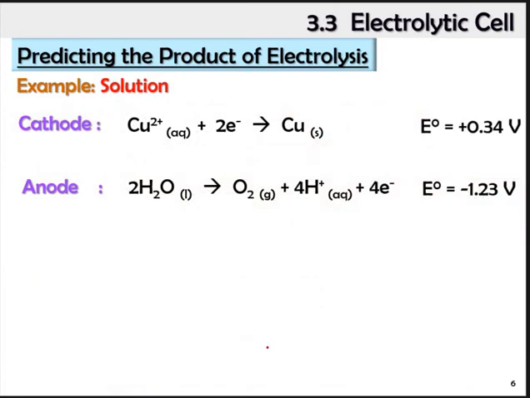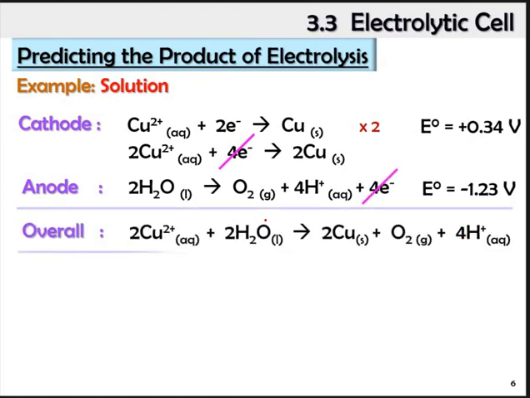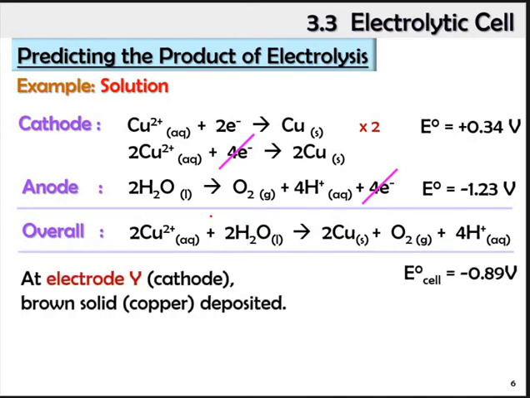Okay, so ini kita punya equation yang kita dah pilih tadi. Okay, iaitu copper dan juga H2O kita pilih untuk discharge, dan kita samakan dia punya electron so that kita boleh cancel out the electron. Okay, and then rewrite the overall equation. Okay, at electrode Y, which is cathode, brown solid of copper deposited.